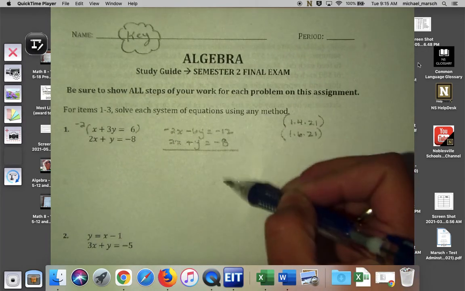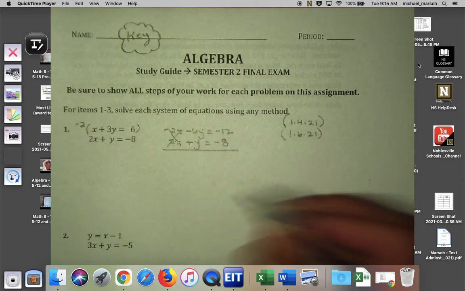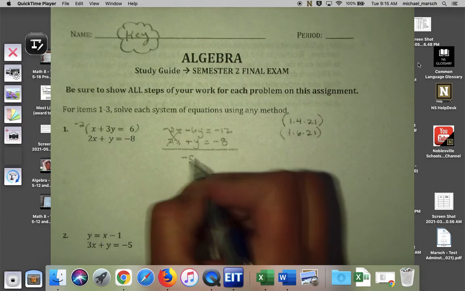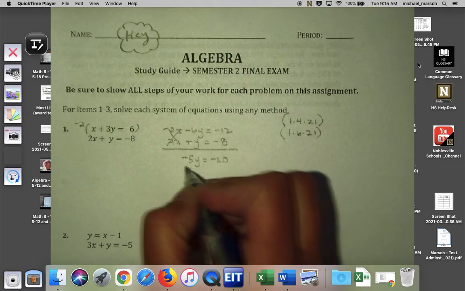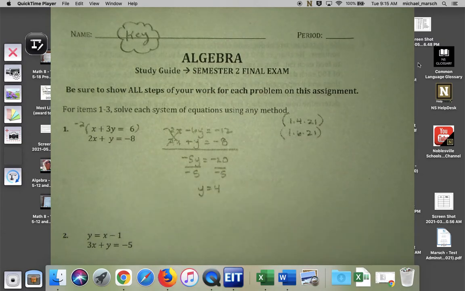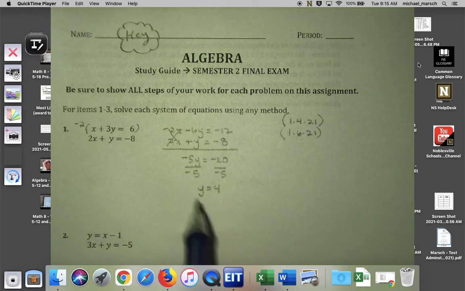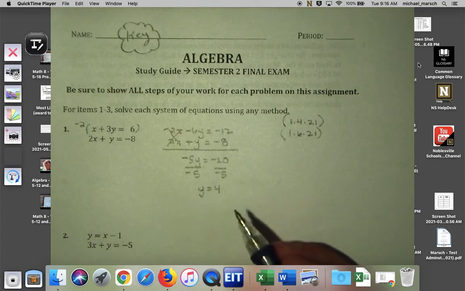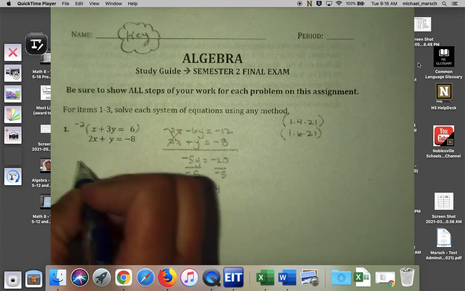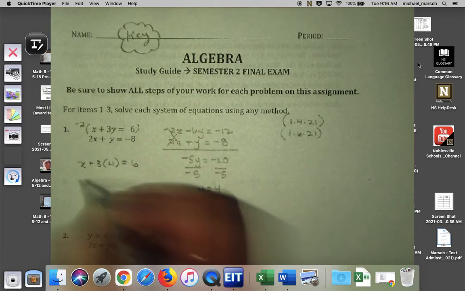This is where we combine terms. Negative 2x and positive 2x, now that's gone. So I'm left with negative 5y equals negative 20. Divide by negative 5, y equals 4. Now I take this 4 and I choose an equation to substitute it into and find the x. So I'm going to use x plus 3 times 4 equals 6.